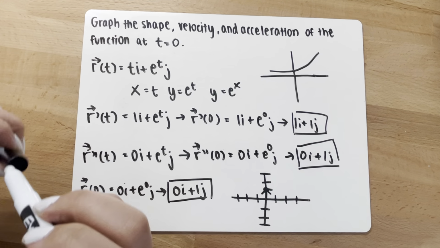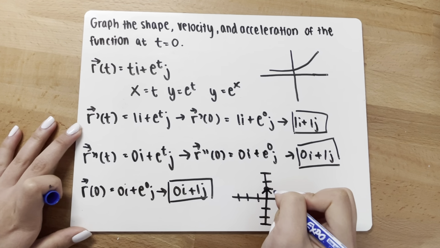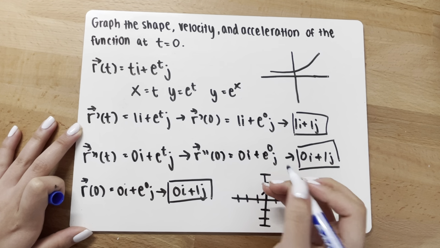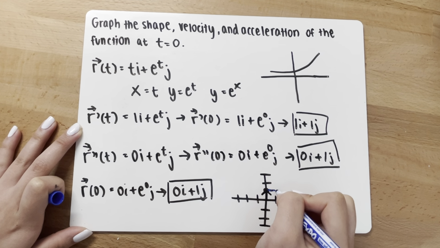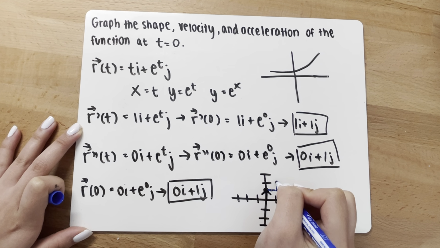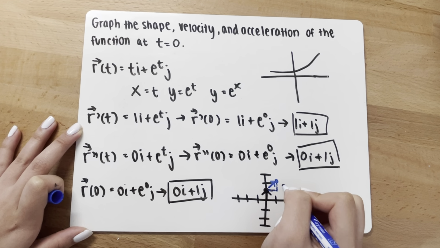And to do that, you base these points off of the original vector. So if I change colors, you will go x is 1, so go to the x 1, and then y is 1, you go up 1. This will be your velocity vector.